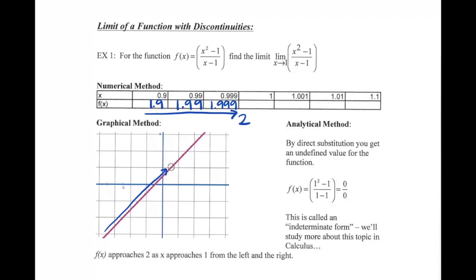So if I plug in a 1.1, I get a 2.1. I plug in a 1.01, I get, are you ready? 2.01. And if I plug in a 1.001, I get a 2.001. So as we approach from the right, it also appears to be approaching a y value of 2. So it seems as if this y value of our function should be a 2.